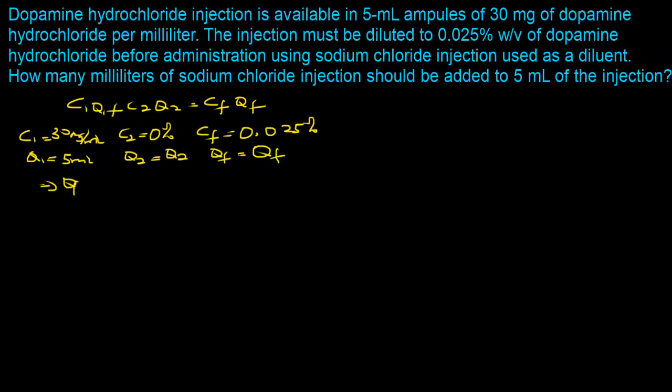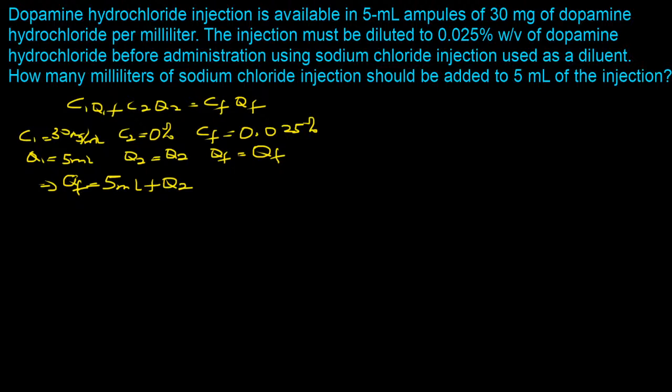But what we do know is that your final quantity is going to be equal to the 5 milliliters plus the Q2. Okay, that we do know. So anywhere we see QF, we want to put this expression in there, 5 ml plus Q2. Actually, let me write the QF much better. Much better. Okay, QF. So we have that, and now we can substitute in there.